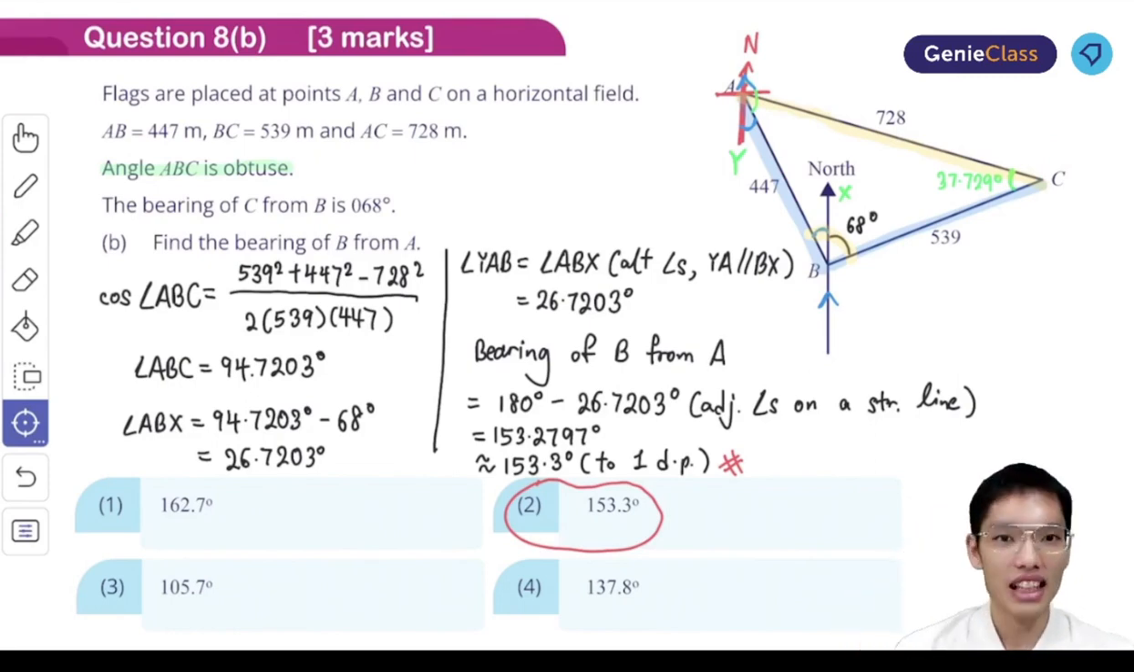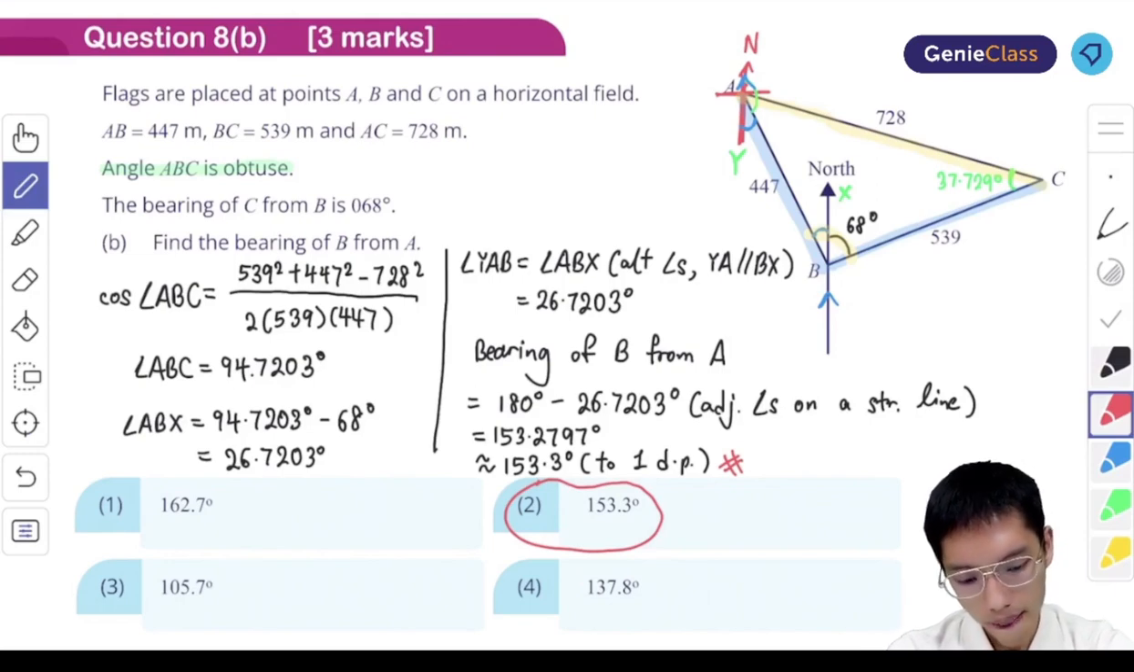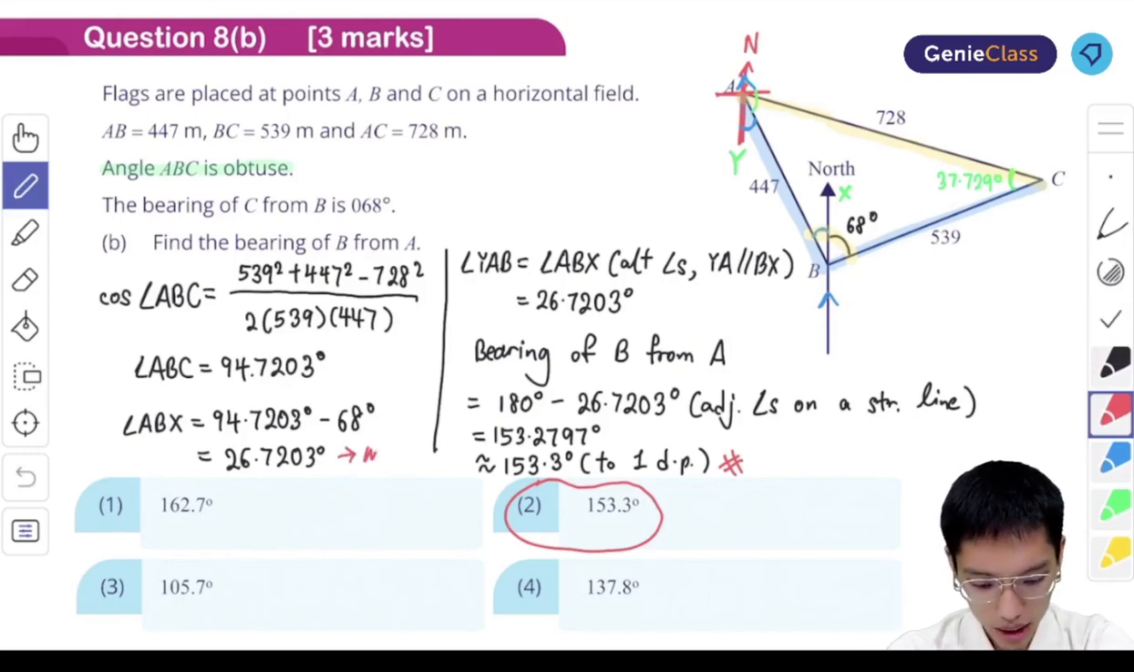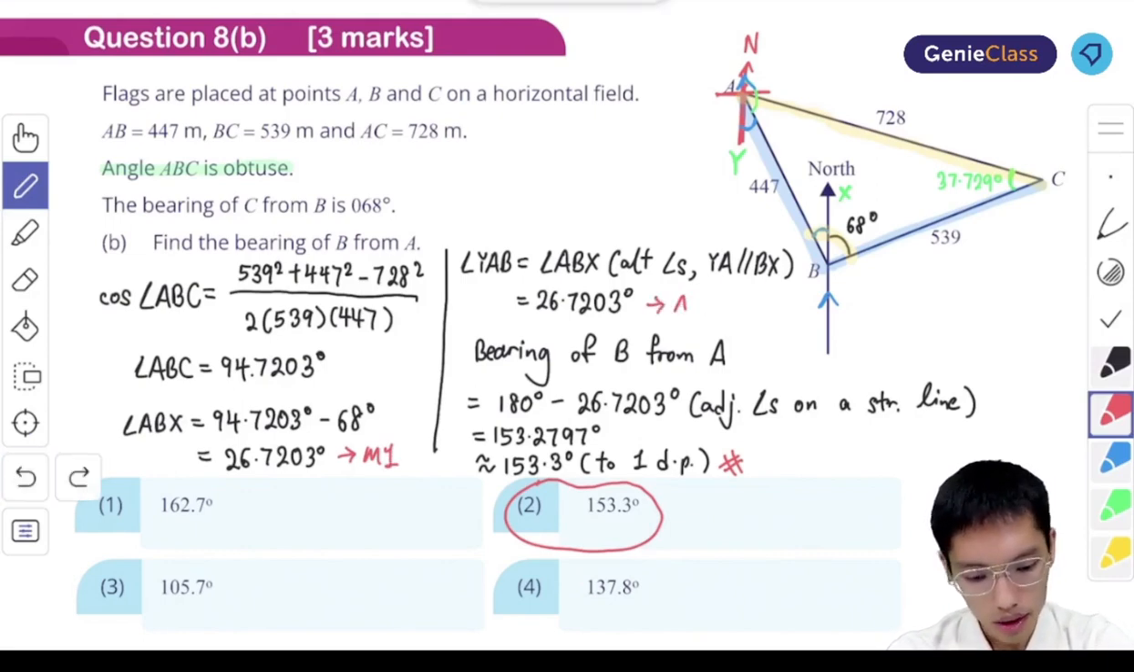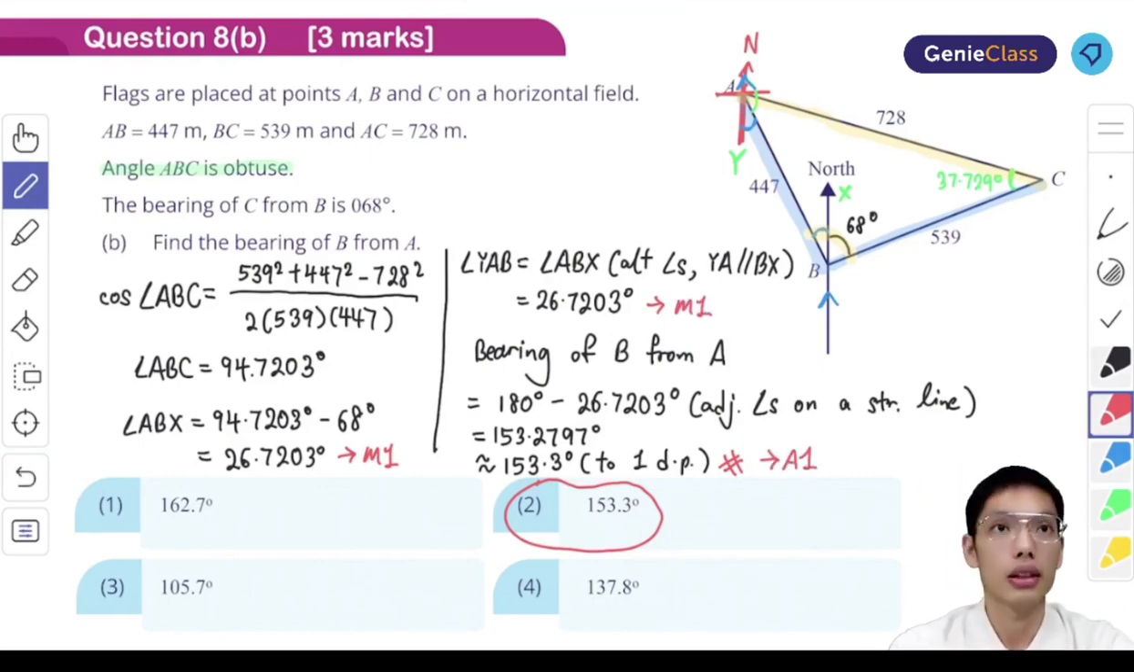Now, let's go down to my last 2 questions before I get to the Q&A session to sum up everything. I think it's a little bit erratic to keep asking, so I'll finish off the last 2 questions that I want to go through. Again, where do my 3 marks come from? First part is to find ABX. Second part is to find YAB. Third part is to find the bearing. So this is the notion down here.